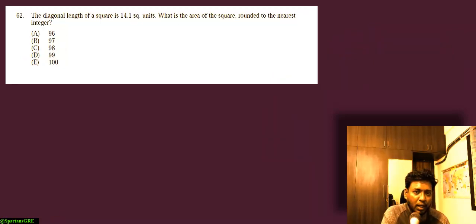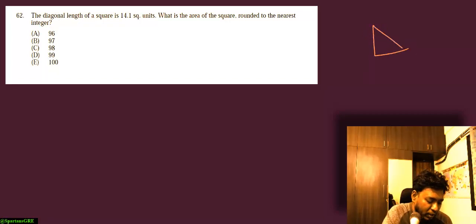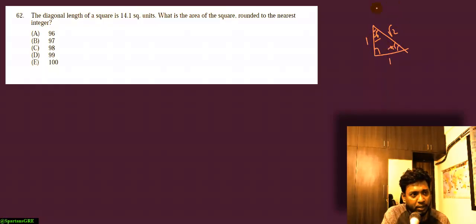The question says the diagonal of a square is 14.1. Now we are asked to find the area of the square. You know, a square is made up of two right angle isosceles triangles, right? So if you have a right angle isosceles triangle like this, the ratio of the sides will be 1:1:√2, and the angles will be in the ratio 45, 45, 90. Even this one I told in one of the videos, so please watch those videos as well. I made a separate playlist for geometry.